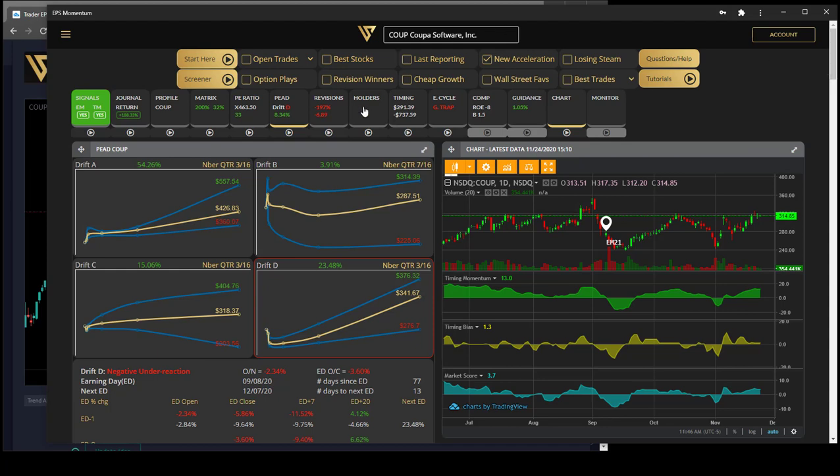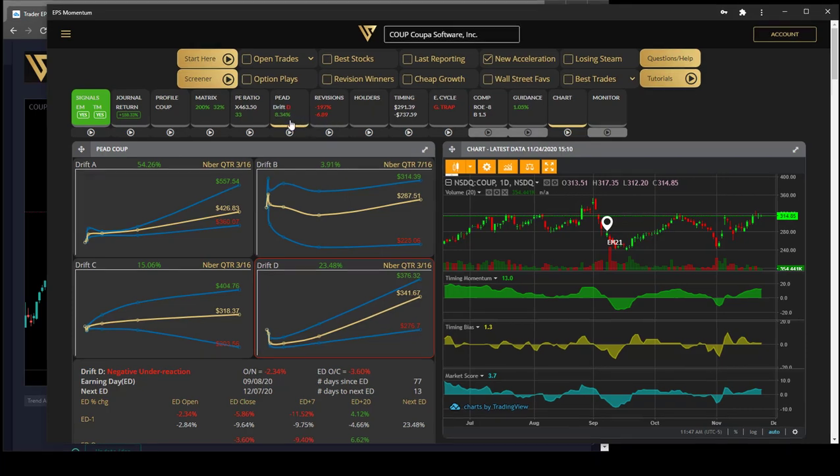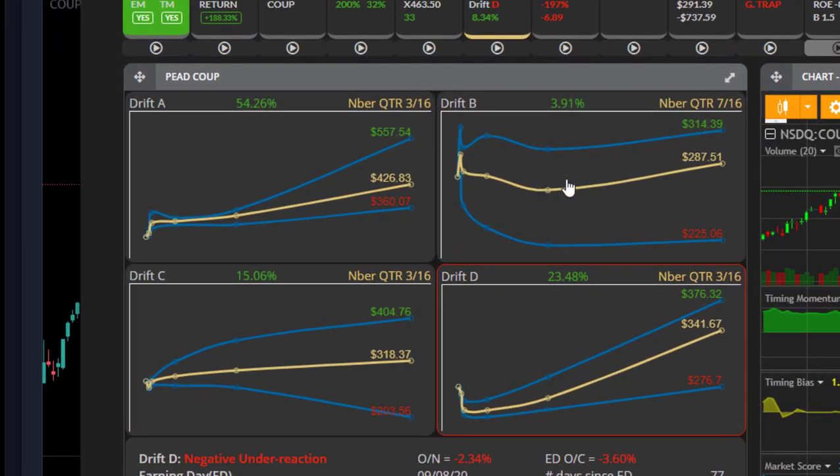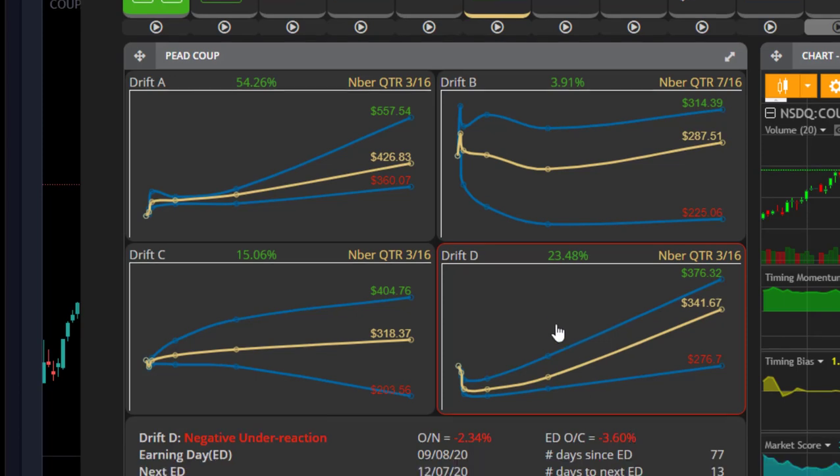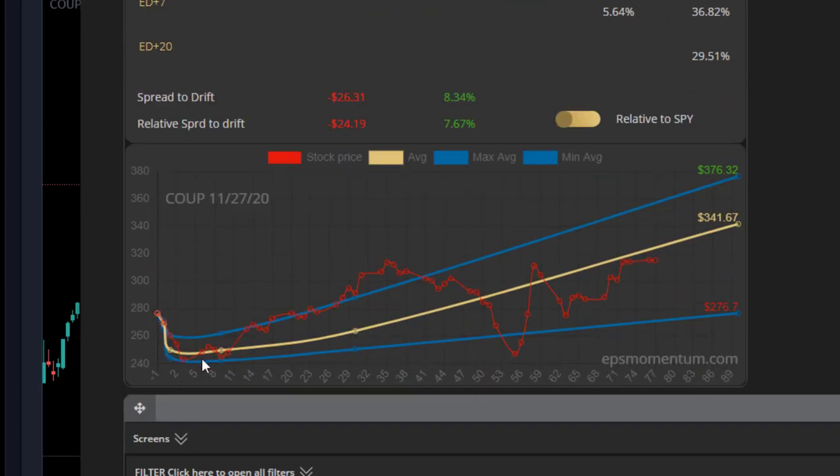On EPSmomentum.com, you will find the PEAD for any stock. If we're looking at Coupa stock, there are 4 configurations, depending on the overnight move and the during-the-day move of the stock after earnings. So what's the result? The result is a cone that shows you where the price is going to evolve in the next 90 days. As you can see, there's a minimum, a max, and a mean level.